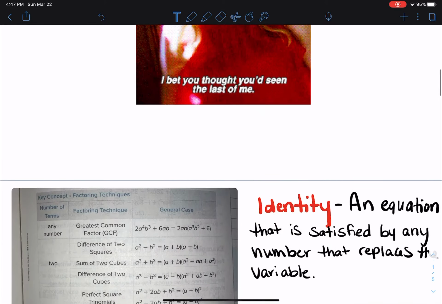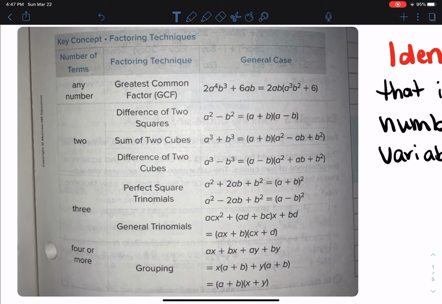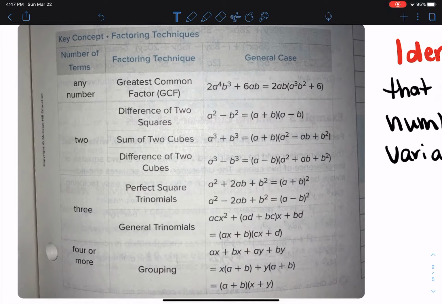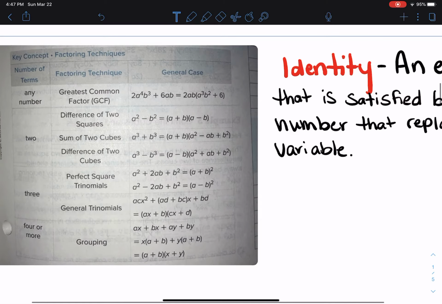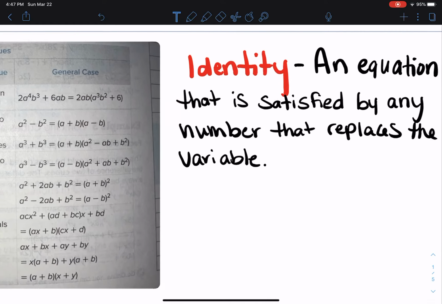What's up? So first, if you remember this beautiful thing, we have all of our different identities, different factoring techniques. Difference of two squares, sum of two squares, difference of two cubes. There's a bunch of different ones, right? Okay, so there's our list. If you needed to take a screenshot of that, take a picture of it, there it is. I'll give you 1 second. All right, 1 second's up. So if you need to do that, come back to this slide.